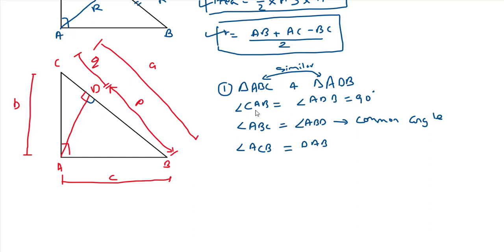So the side opposite to angle CAB in the bigger triangle will be A. So A upon the side opposite to angle ADB in the smaller triangle ADB, which is C. So A upon C. Then we'll take angle ACB and angle DAB. The side opposite to angle ACB in the bigger triangle is C, so we'll have C over here, and the side opposite to angle DAB in the smaller triangle is P. So from here we'll get a relation: C square is equal to A into P.